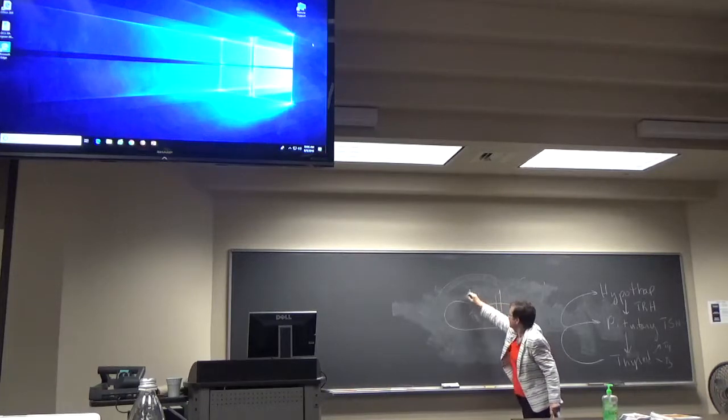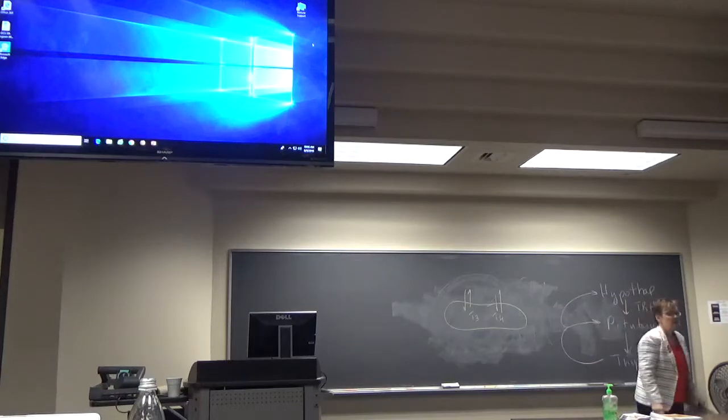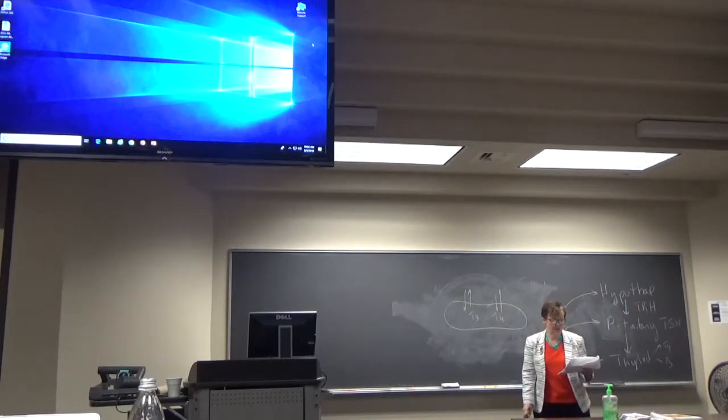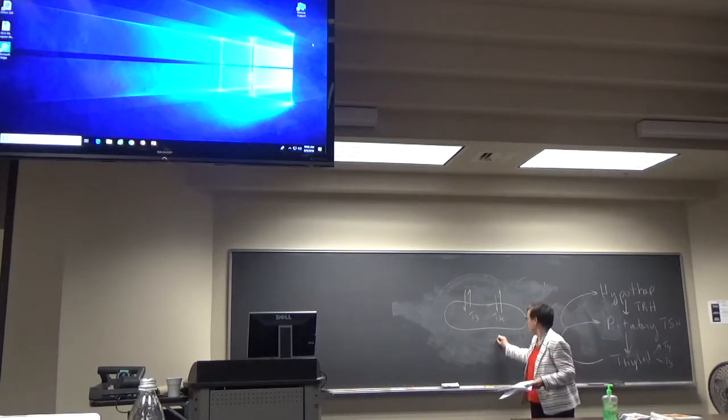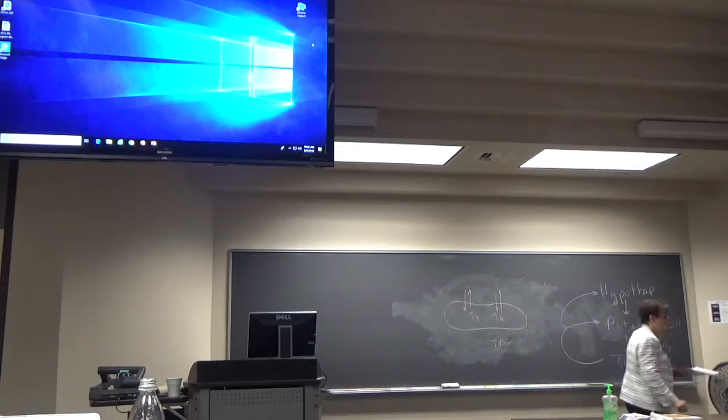and that being in equilibrium with the free amount. Okay? So this protein that binds it has a particular name. It's written down there for you. We call it TBG, thyroxine binding globulin.